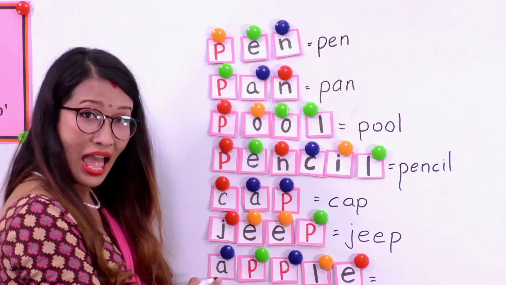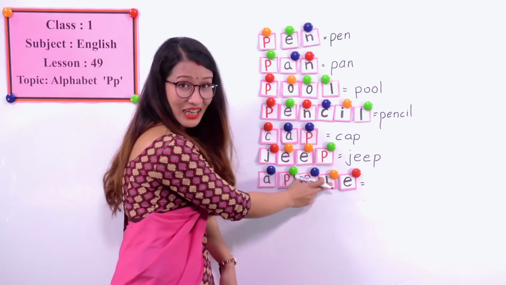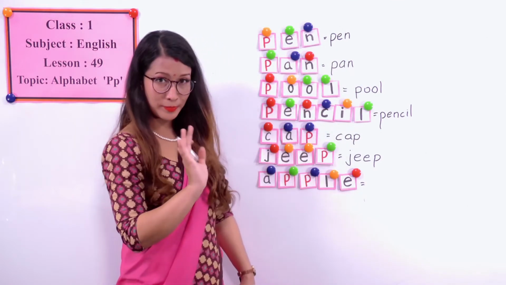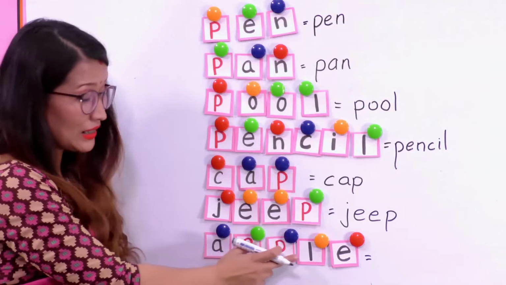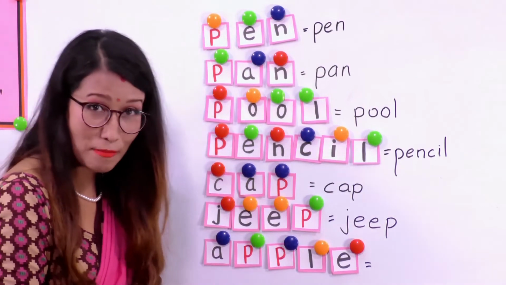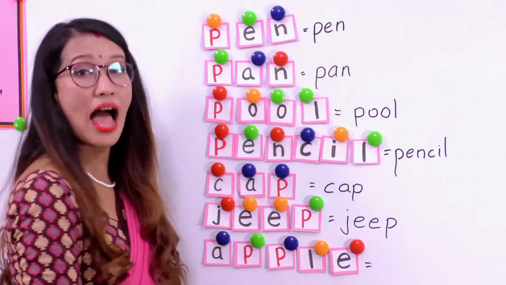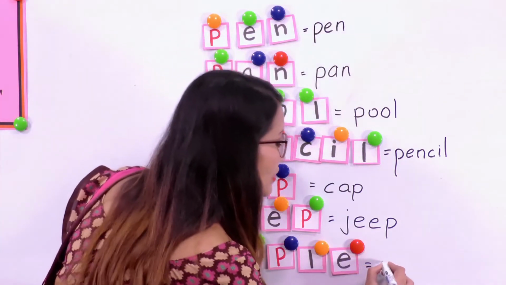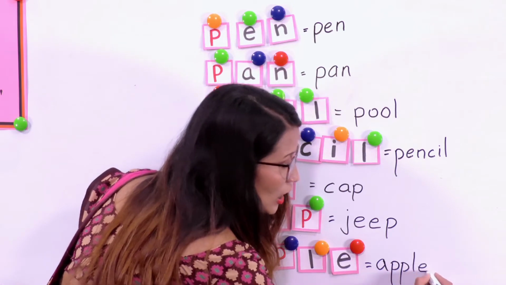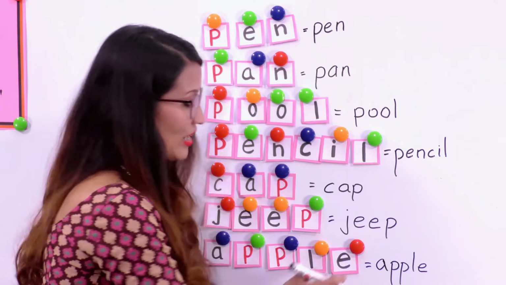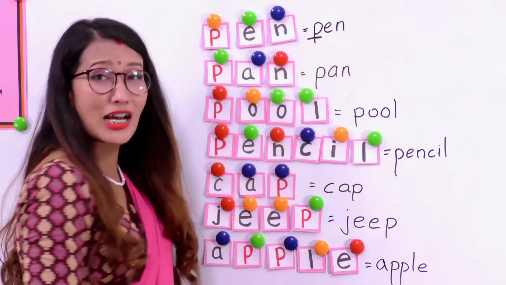A. P. P. L. We don't make a sound. A. P. P. L. Apple. Apple. A. P. P. L. Apple. Good. One more time. Say, A, P, P, L. Apple. Good. Now look, the pen starts with P.